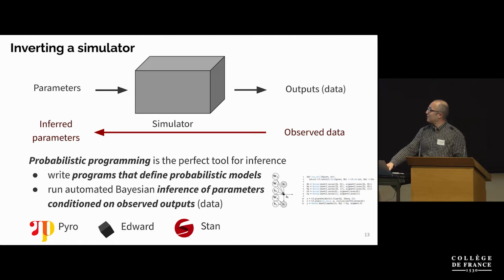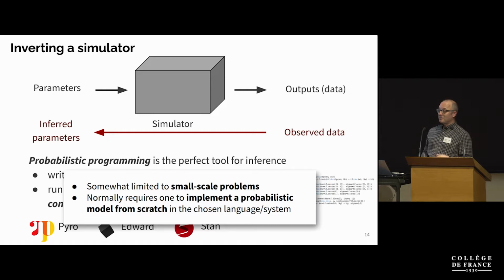One thing I usually say is that, in my view, some people might object to this, but I think that probabilistic programming has been somewhat limited in scale. In general, people work with toy scale or small scale-ish problems, and I think this is mainly because you need to implement things from scratch. You need to adopt the probabilistic programming language or system, and you need to sit down and implement your models in that system in order to do inference.